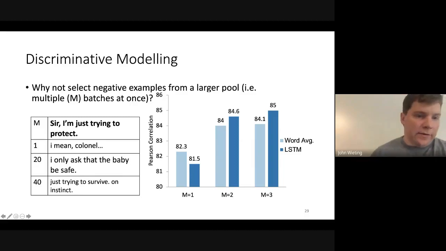And you can see on the left the table with the negative examples. If you just do a batch size of 1, it's not even that related. But as you start collapsing into 40 batches, you get things where the meaning overlaps much more, providing a stronger training signal.